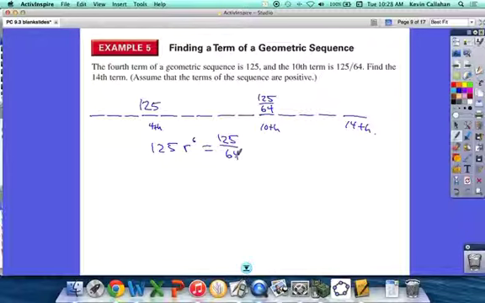Divide by 125. R to the 6th is 1 over 64. And then you need to find the 6th root of 64. Most of these things use the common numbers that you would think. If you're not already familiar that 64 is 2 to the 6th, it is. Can you find the 6th root of something in your calculator? In the math menu, you can do that. But in any case, R is 1/2.